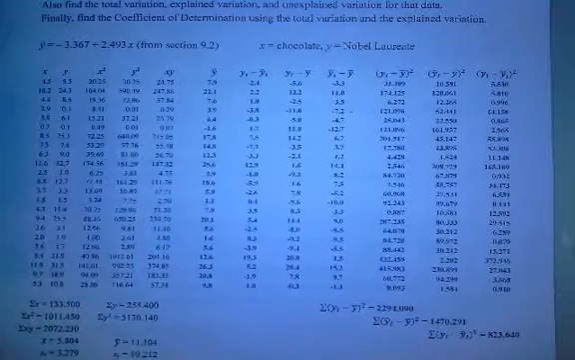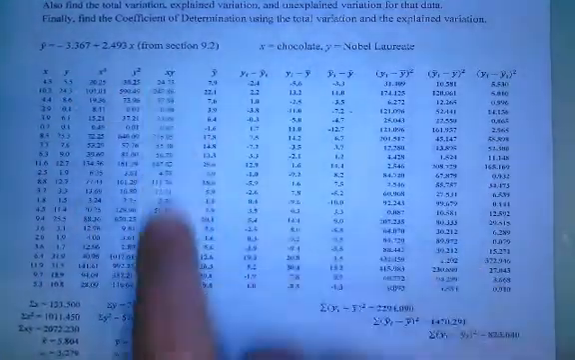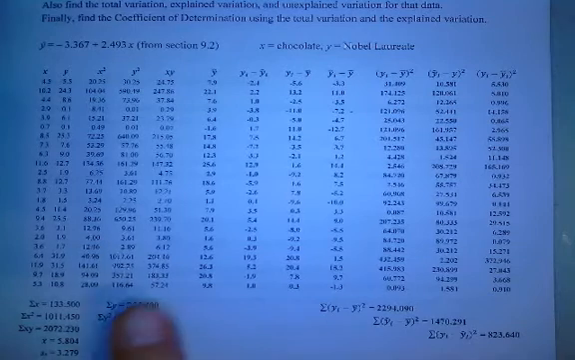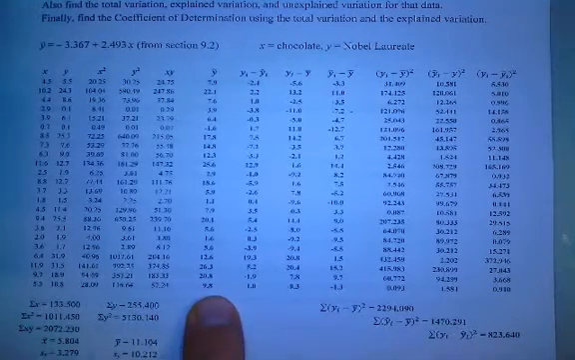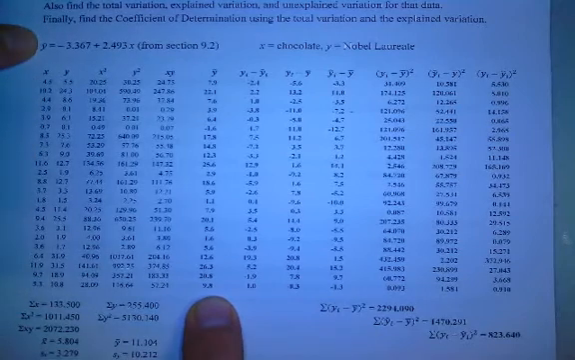The first few columns are all the same, X, Y, X squared, Y squared, and XY, so that we can sum them up and use them in whatever equations we need to. But now, this column, Y hat, that came from plugging in the different X values into this equation. Okay, so this is the same equation that we found in the last section.